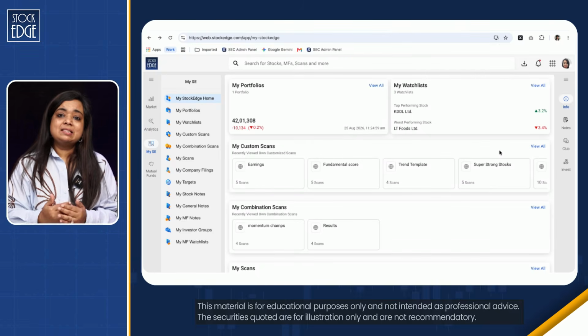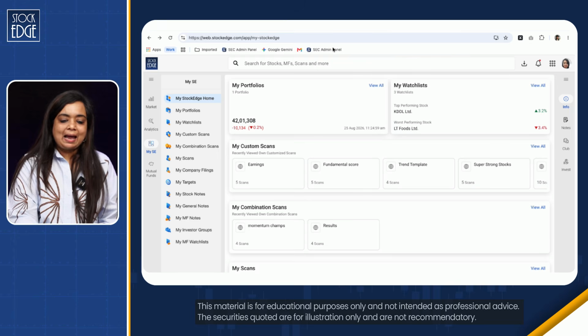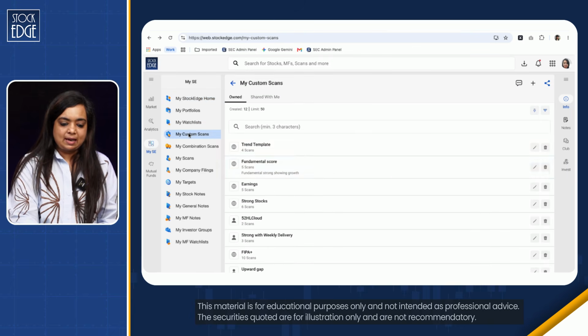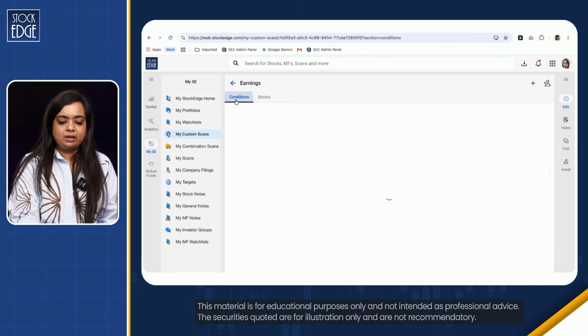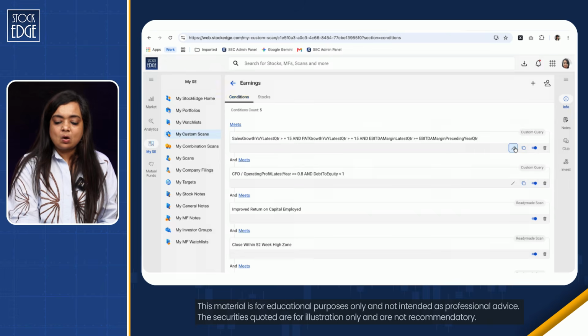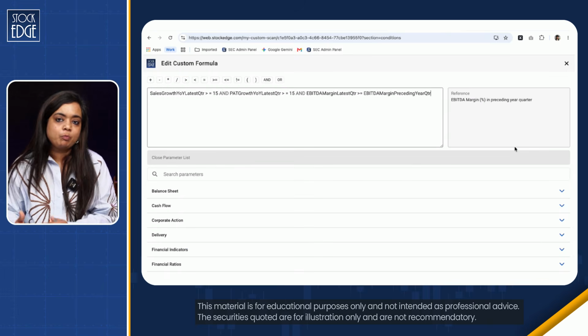To open the custom scan feature, log in to web.stockedge.com and go to the My Stockedge section. Here, under the My Stockedge section, click on the custom scan. I have created a custom scan already, wherein you can see on the screen there are multiple fundamental factors which I have put in.